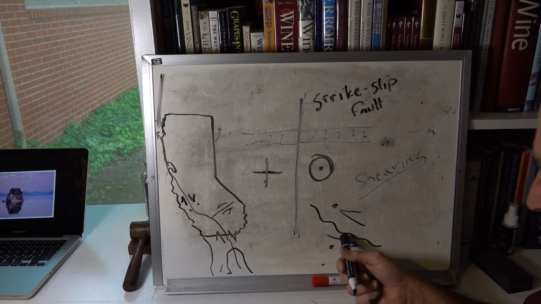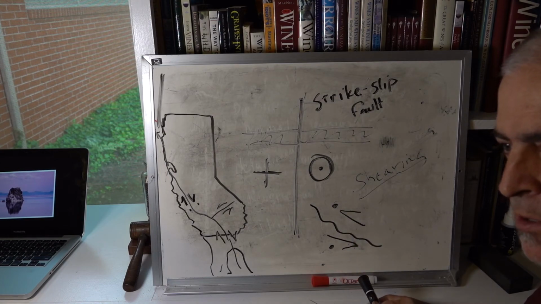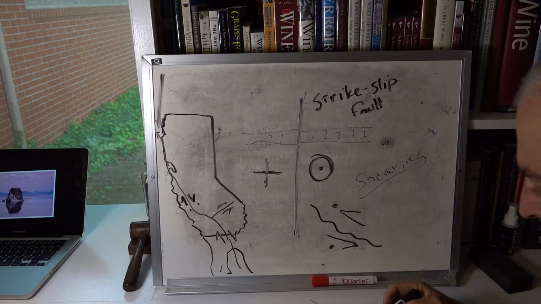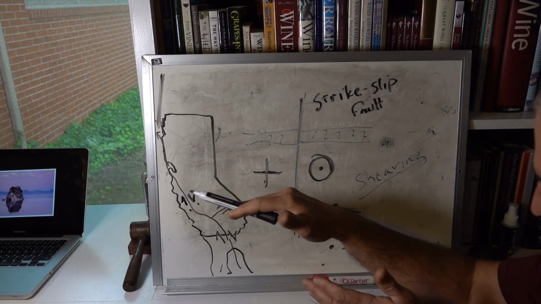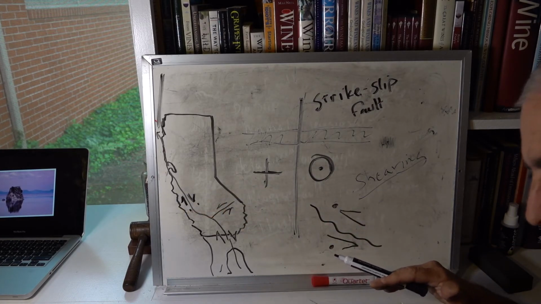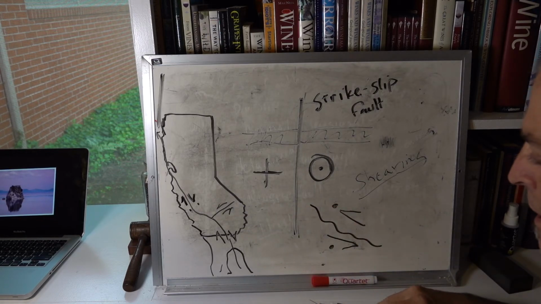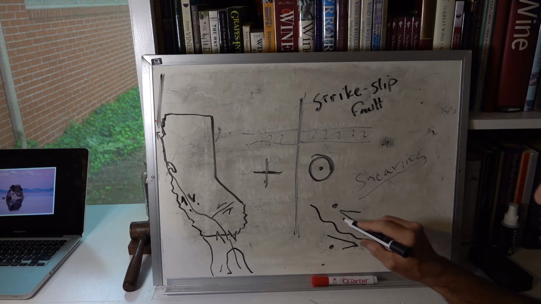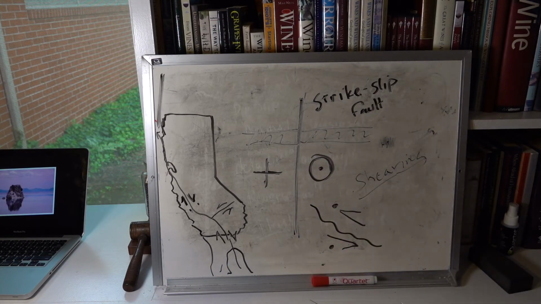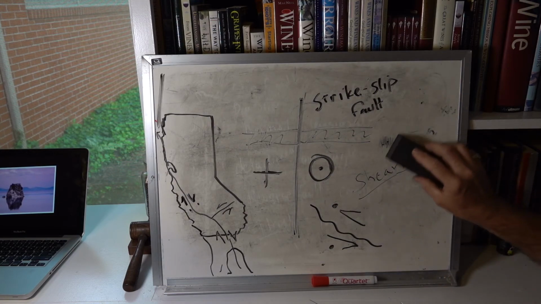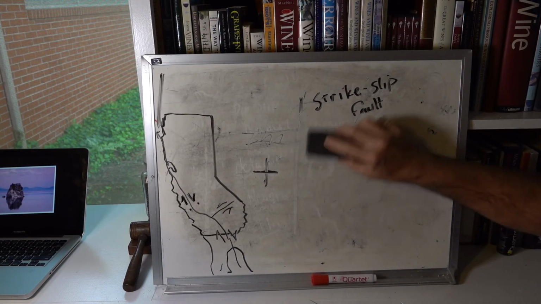Left lateral, a good example for that is the Anatolian Fault in northern Turkey. In northern Turkey, the northern part of Turkey is heading to the west, and the southern part of Turkey, most of Turkey, is heading to the east, and that is a strike-slip fault, and it's actually a left lateral strike-slip fault. So, strike-slip faults, pretty important tectonically.